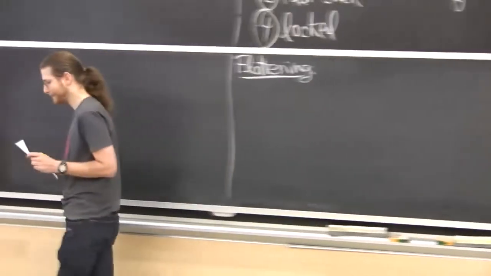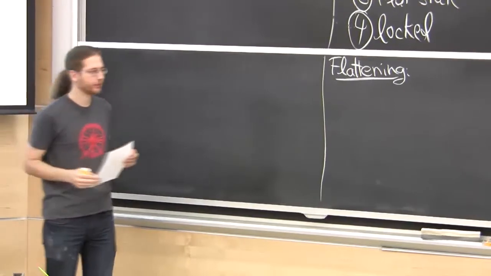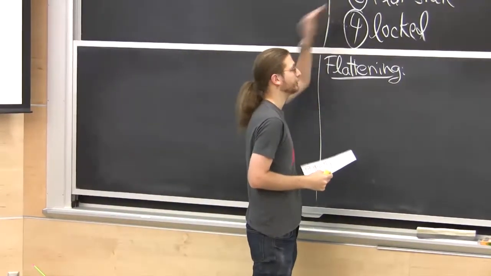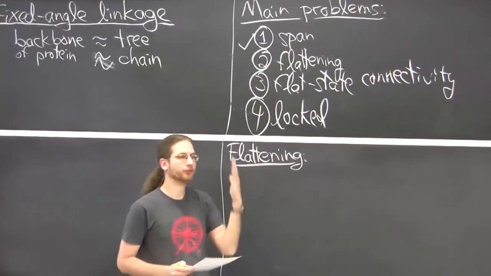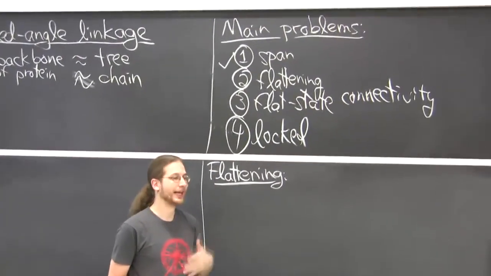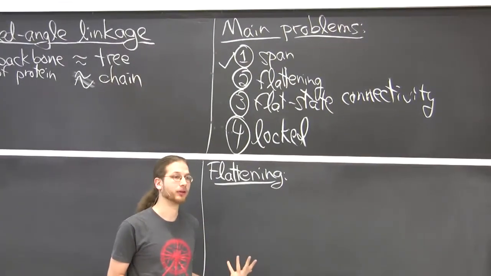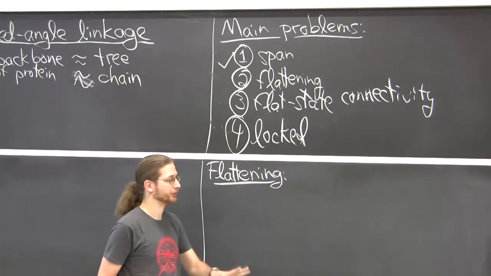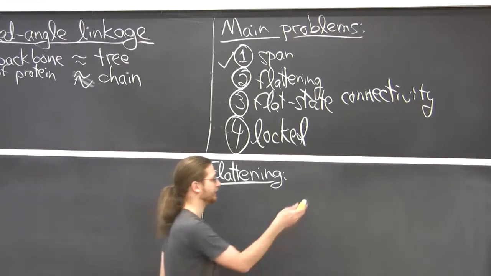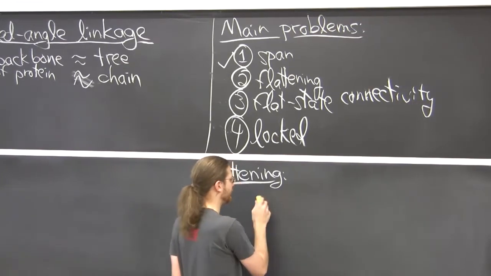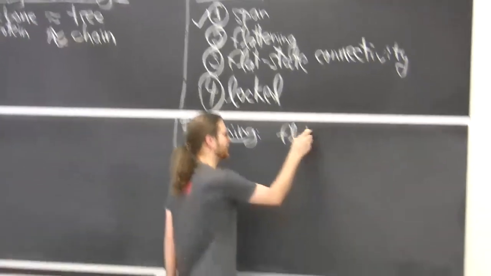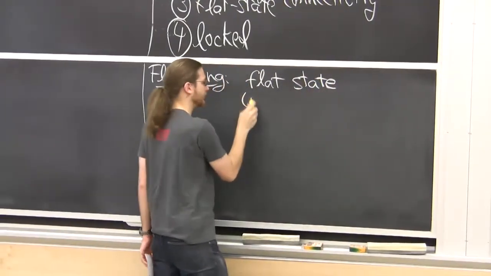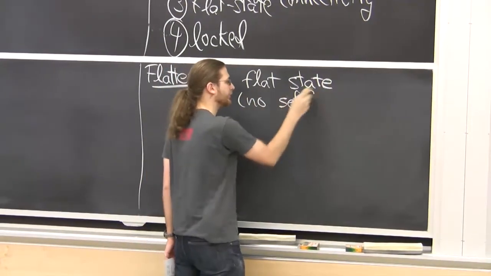I guess the first question about flattening, and the main one we'll talk about here until we get to flat state connectivity, is: does a fixed angle chain have a flat state at all? Can you even draw it in the plane without crossings? So we're restricted here to have no self-intersections. We want a flat state, no self-intersection.